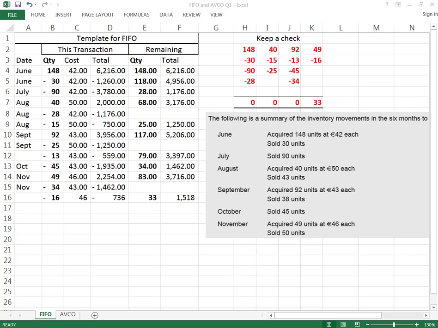Okay, so that's the template that I would use for FIFO, and I would suggest that you do the same. Now I know as we've been talking that has taken an awful lot of time to go through, but when you would be doing that yourself, you'd be doing it a lot more quickly than that. Okay, so a little bit of practice on that is all that you need. So basically the keep a check is the piece that helps you to know how many you have left, and therefore when you make a sale, how many need to come out of each purchase that you had originally made.